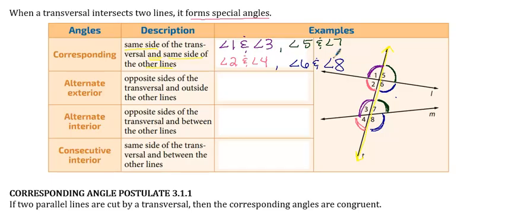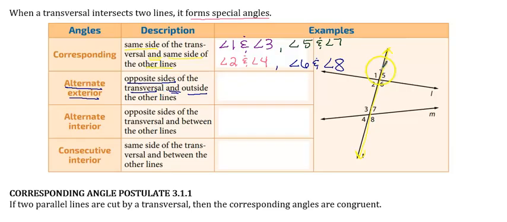All right, now I get the joy of erasing all this. You may not have that benefit, so you may have to redraw yours. You could draw it smaller, even. That's okay. And we're going to look at alternate exterior. It's in the name. Alternate, or opposite sides of the transversal, and outside the other lines. So they're on opposite sides of the transversal.